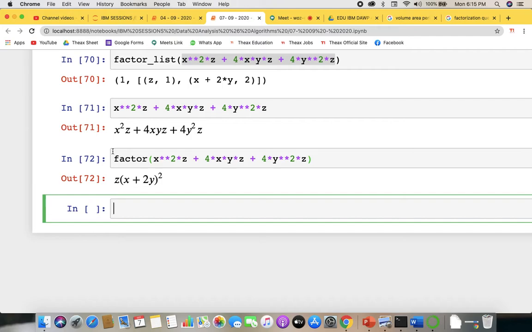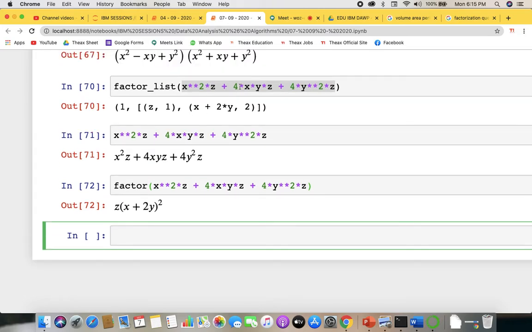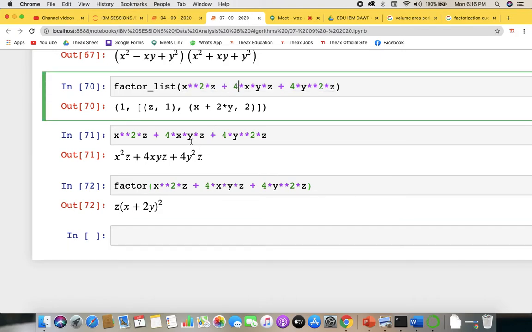Now, factor_list returns a more structured output to you. With the more structured output, you can get the individual values of the factors. If it is z, then (x plus 2y) whole square. So how do we factorize mathematically? Z plus 1 is for 1, and then it is x plus 2y plus 2. So we can say this is x plus 2y plus 2, and it is going to be the square of that. If you factorize it mathematically in the copy, you will get these three terms. That is factor_list, a more structured output, basically.